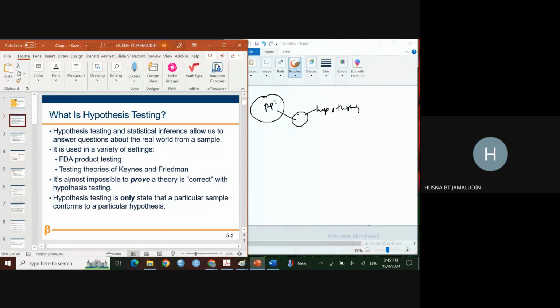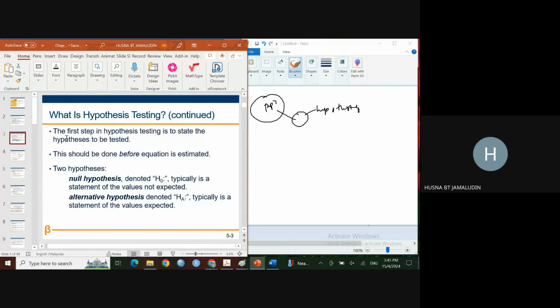Okay. So if you can see this next point, it's almost impossible to prove whether a theory is correct or not with hypothesis testing. So basically, hypothesis testing only states that a particular sample conforms to a particular hypothesis. You are not testing whether your theory is correct or not. You are just checking whether, based on your sample, the results are actually consistent with the theory of economics. Okay, don't confuse that.